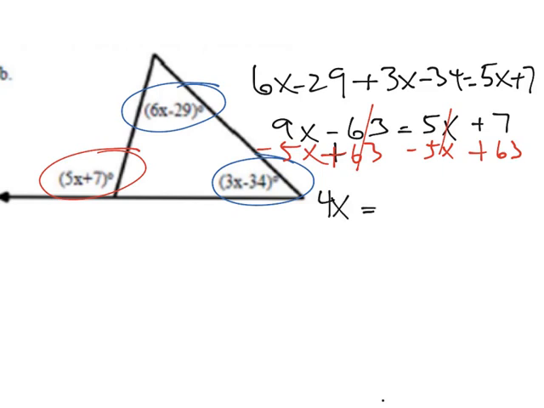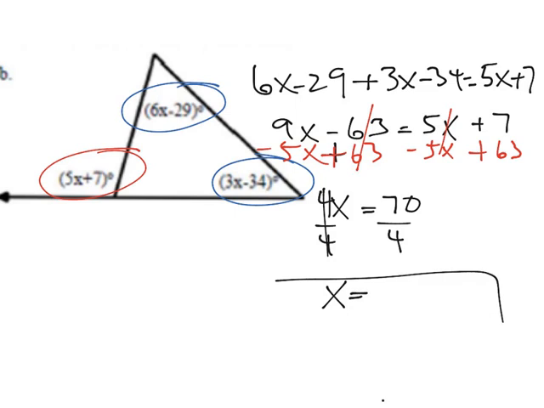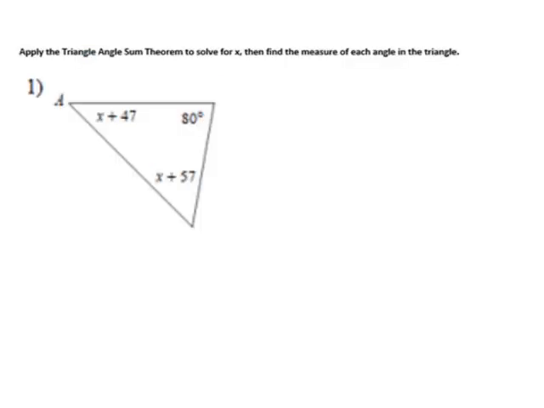I'm left with 4x equals 70. Let's go ahead and divide both sides by 4. X equals, looks like 17.5. Okay? Alright, let's move on.